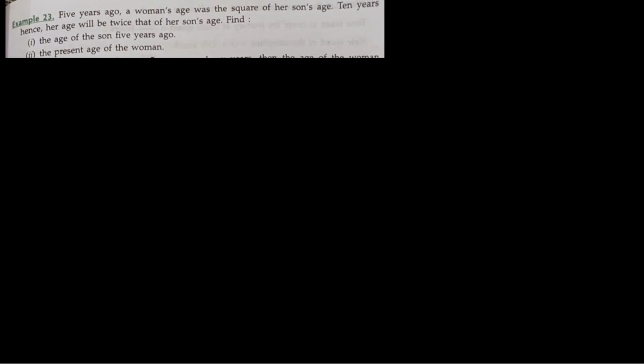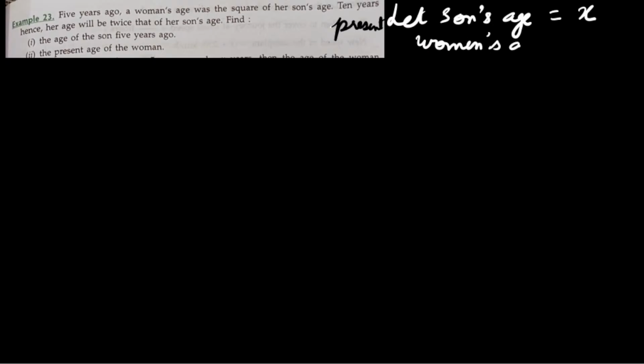Whatever we have to find, we'll assume as the unknown variables. Whenever I am assuming ages, that is present age only, because with respect to present ages only we can make relations. So let the son's present age be x, and the woman's present age be y. Because two persons are there, one age I have assumed as x, another as y. So what is given 5 years ago?